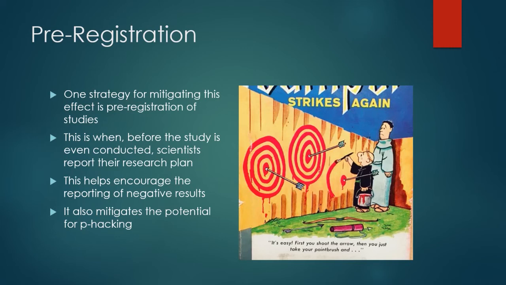Yeah? So pre-registering, A, makes sure people report negative results, and B, makes sure that they don't do this p-hacking stuff, picking and choosing their data analysis methods to fit their need to get something publishable so they can continue to get grants.